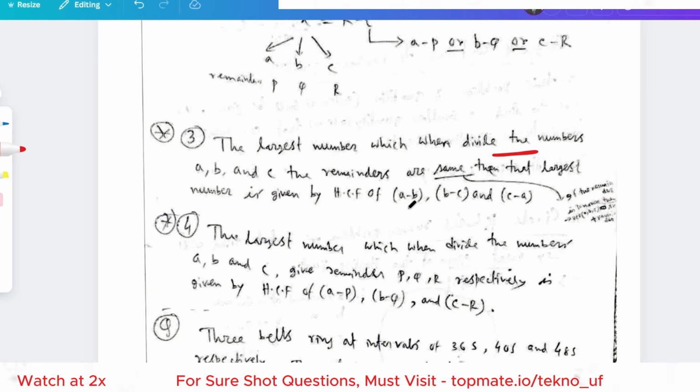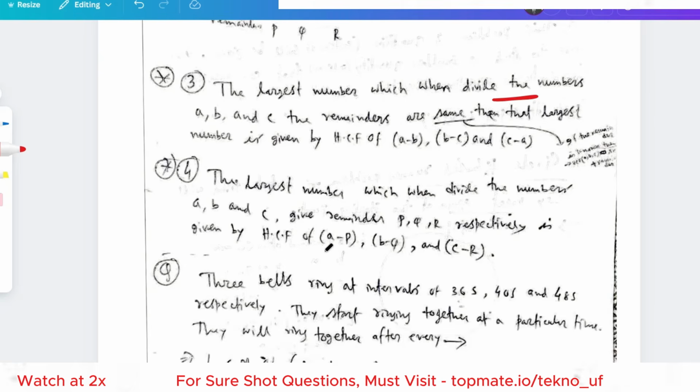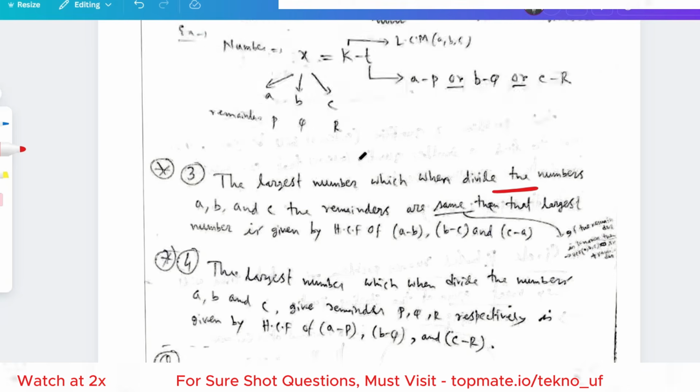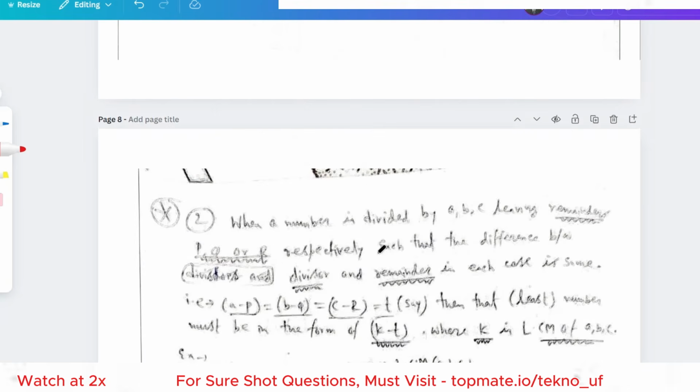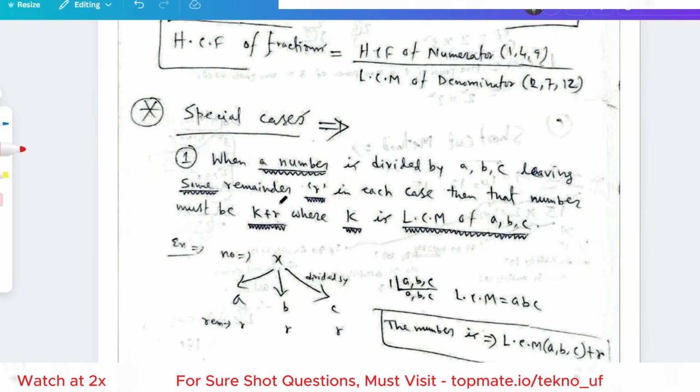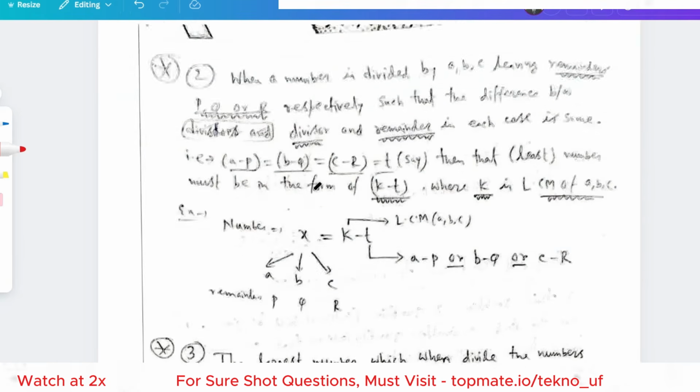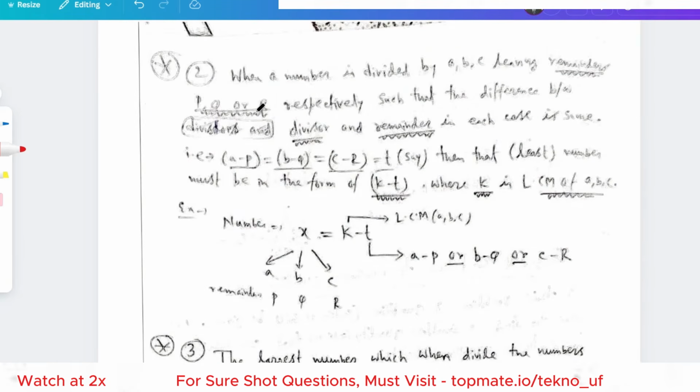I'm going to give you real examples, so just wait. The largest number which, when it divides the numbers a, b, c, gives remainders p, q, r. The first two cases are regarding LCM. For the first case, leaving the same remainder, the number is the LCM of a, b, c plus r, that is the remainder. And in the second case, the remainders were respectively p, q, r.